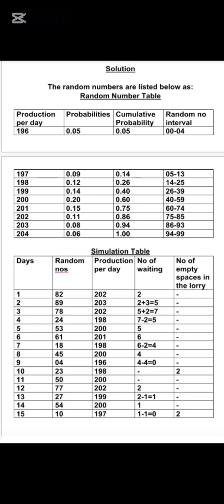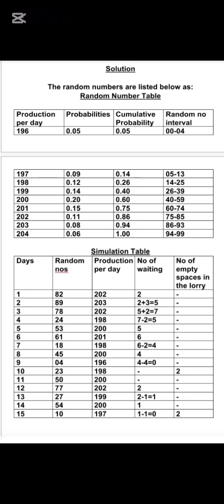Then you write it. The next one is 89. If you check, it falls under 86 to 93. And if you check the production per day, it is 203. So you keep checking them with their interval. Then check the production per day of the interval. That's how you get this production per day in the simulation table.